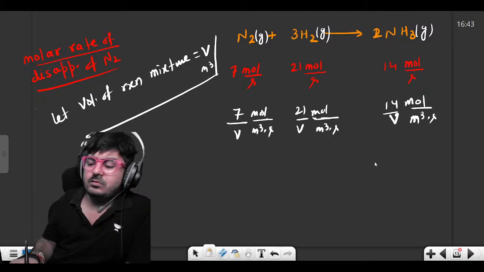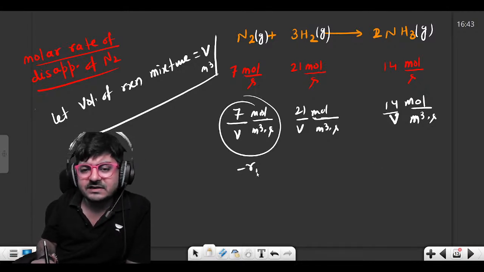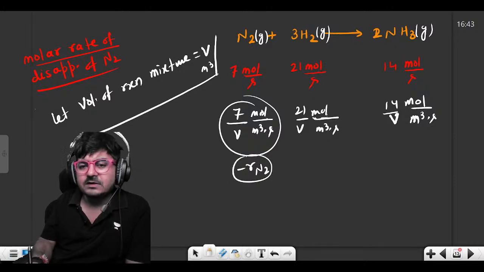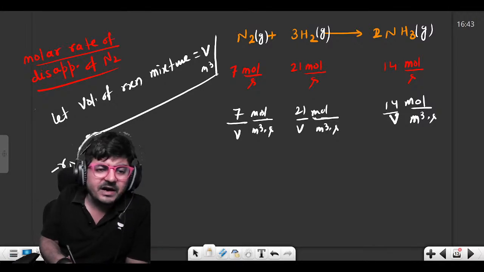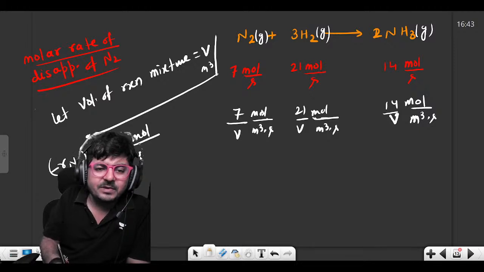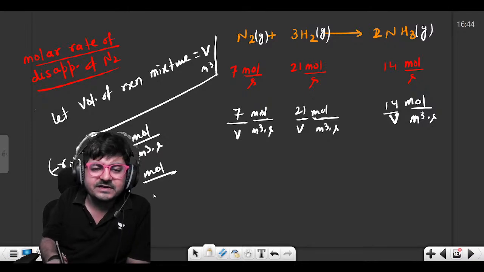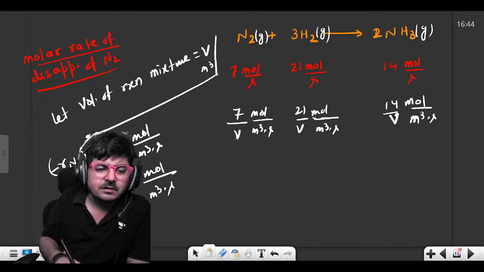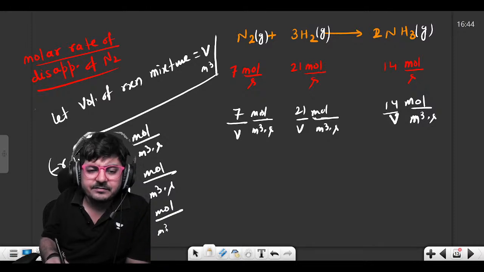Correct? Now, what is this value? If you look, this is nothing but minus r_N2. या फिर मैं अलग से भी लिख देता हूँ. Here, you know, minus r_N2 will be 7/V mole per meter cube per second. Minus r_H2 will be 21/V mole per meter cube per second. And r_NH3 will be 14/V mole per meter cube per second. Correct?